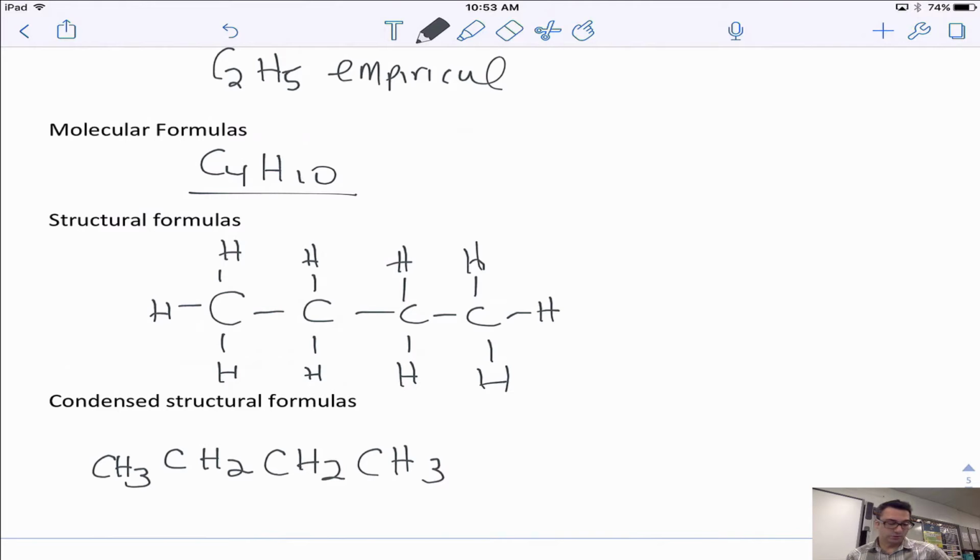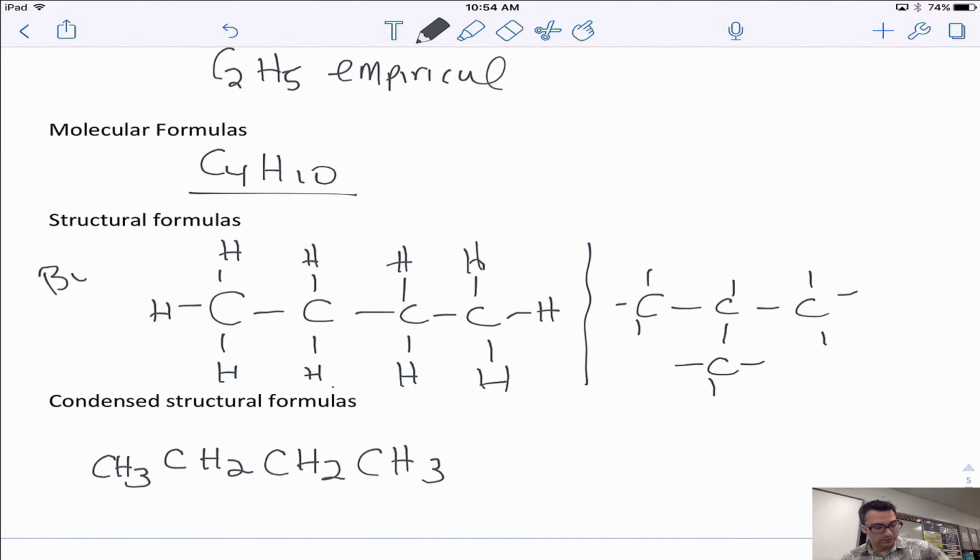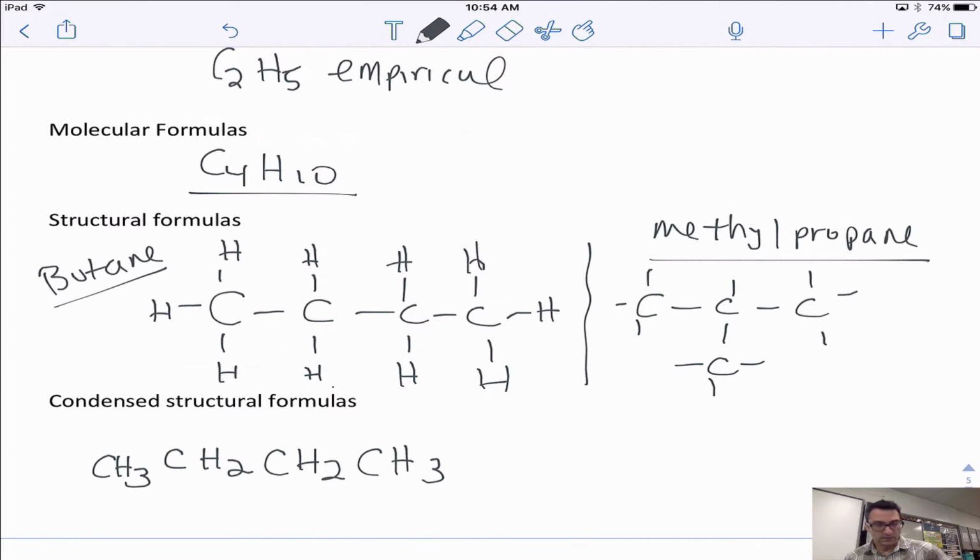Now, why is the structural formula important? Why isn't it enough to just say C4H10? Well, what if I were to give you something like this? C4H10. Now I've drawn a different molecule here. They have different names. We're going to name them in a little bit, but just to give you a preview, this is called butane on the left, and this is called methylpropane.